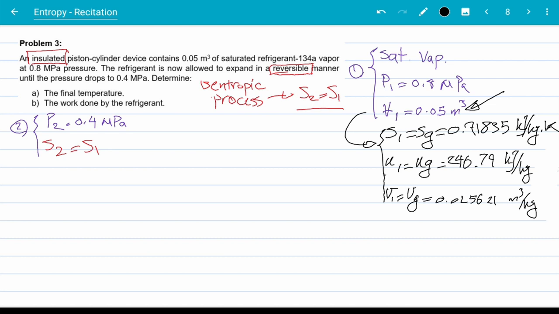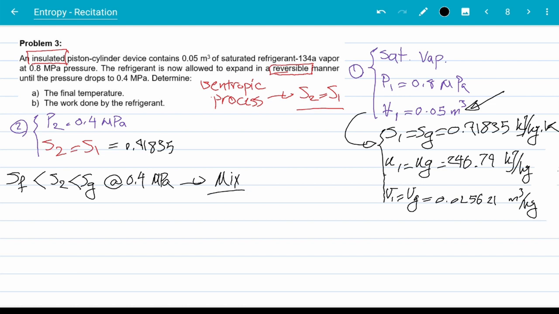So let's check with the second state. So S2 is equal to S1 is equal to 0.91835, right? I want to know what is the state of my system at the second state. So I'm going to check this S with S of F and S of G at 0.4 megapascal. So if I do that, I'll get that S2 is between S of F and S of G at 0.4 megapascals. This means that I am dealing with a saturation mixture.